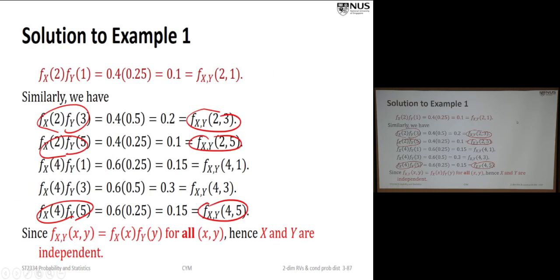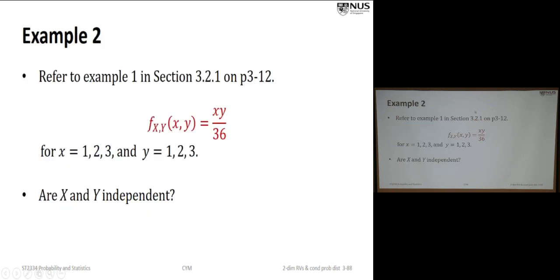All right? So now let's look at another example. In this example, we have a joint distribution given in a functional form, x times y over 36. This formula for the PDF applies to x equal to 1, 2, 3 and y equal to 1, 2, 3. In other words, how many possible values are there for which this functional form of the joint PDF can be applied?